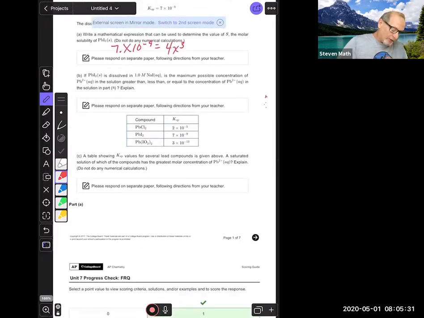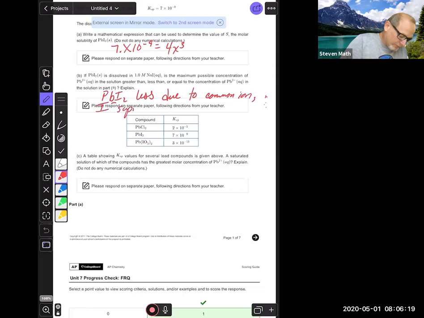In B, it says, hey, what happens if we throw this PbI2 into a pretty strong solution of NaI? This is common ion effect. And what common ion is it? They both, PbI2 and NaI, share that iodine. So the NaI being more soluble, that iodine is going to go into solution, take the place of the iodine in solution. So PbI2 cannot. So your answer is we would expect this to be less than the amount. PbI2 would be less due to common ion, I minus, which suppresses dissociation.